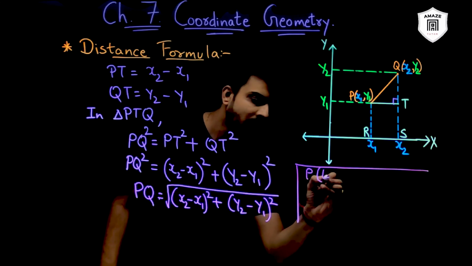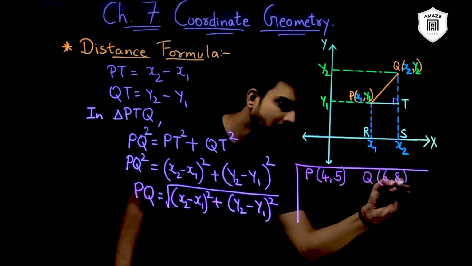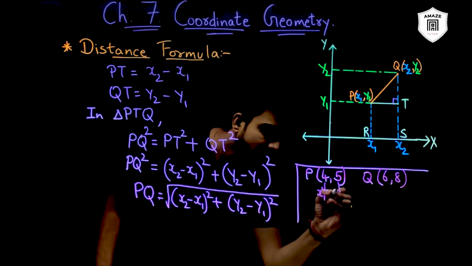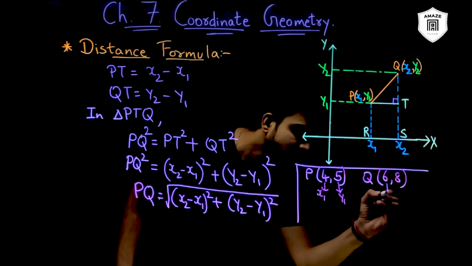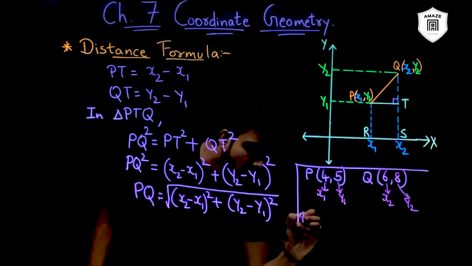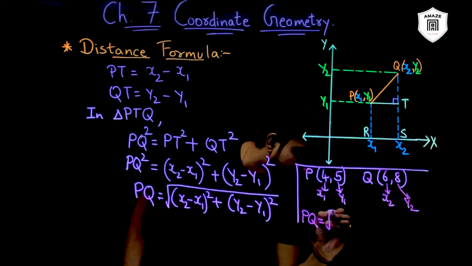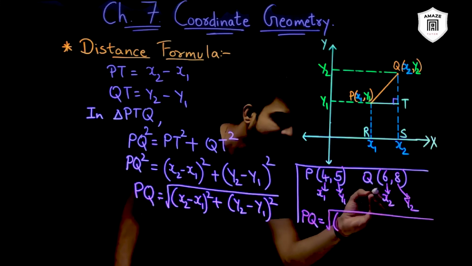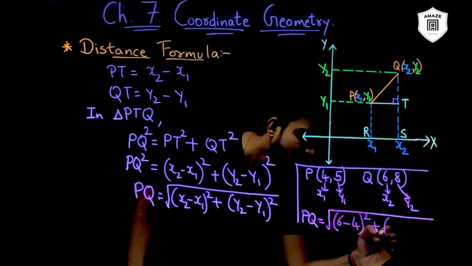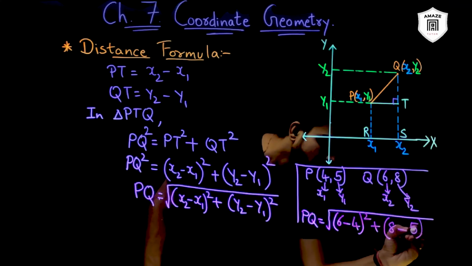Point P was 4,5 and Q was 6,8. So as I told, the first point will become x1, y1, and this will become x2, y2. Let us find out the PQ distance using the distance formula. It is root of x2 minus x1, x2 is 6, minus x1 is 4, the whole square, plus what is y2? 8, minus y1, which is 5, the whole square.